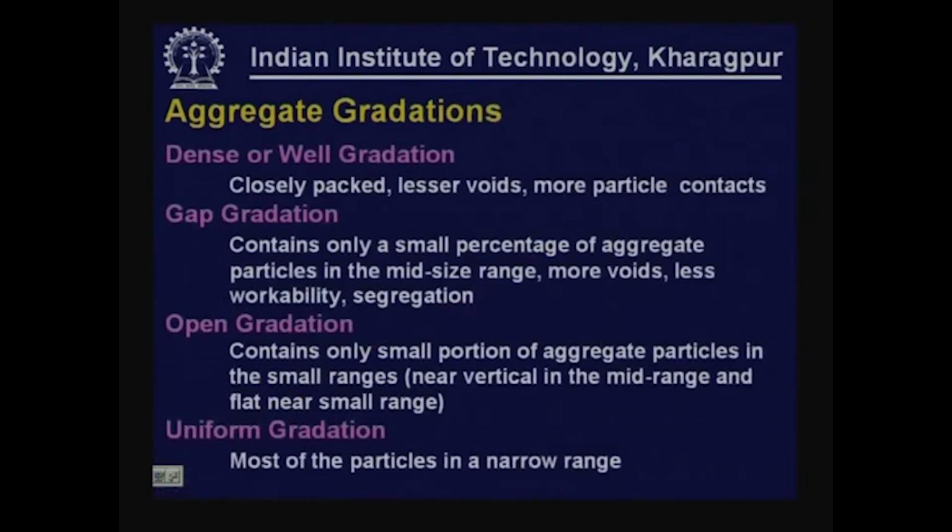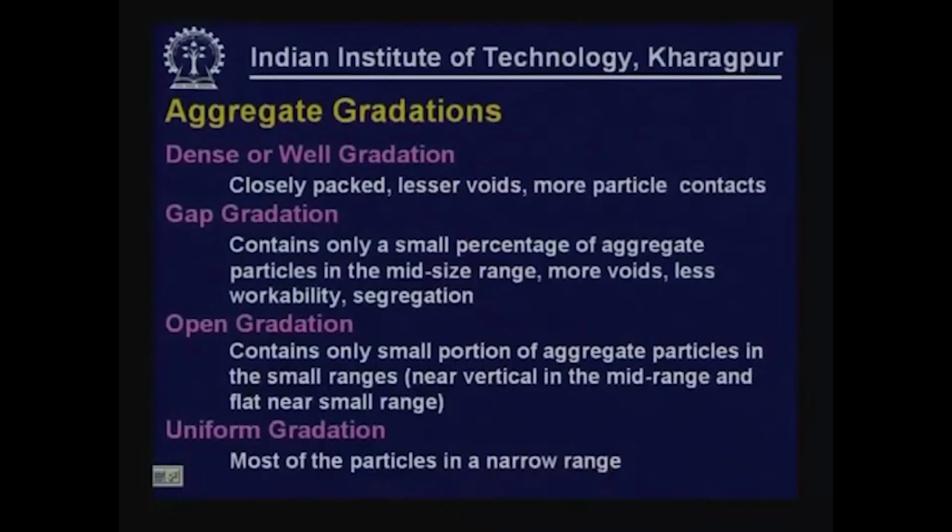The denser well graded, which was represented by the red line in the previous slide, is closely packed, obviously we are referring to dense gradation. Here the aggregates are closely packed, they will have lesser voids and the aggregate to aggregate contact will be more in number here. Whereas, when we consider gap gradation, this contains only a small percentage of aggregate particles in the mid size range. So, as a result it has got more voids, and this will have less workability. This leads to segregation in the case of bituminous as well as concrete mixes.